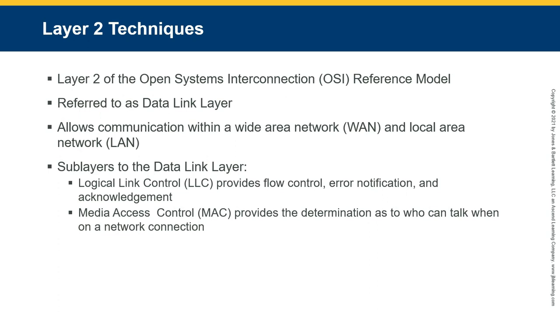Layer 2 techniques. Layer 2 of the Open Systems Interconnection, OSI, reference model refers to the data link layer, which allows communication with a wide area network, or WAN, and a local area network. Sublayers of the data link: Logical Link Control provides flow control, error notification, and acknowledgement. Media Access Control, or MAC, determines who can talk when on the network.